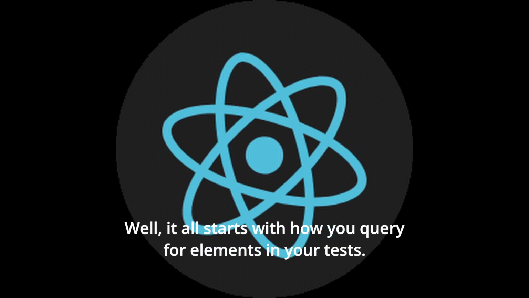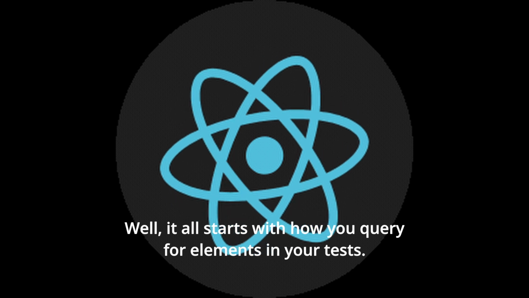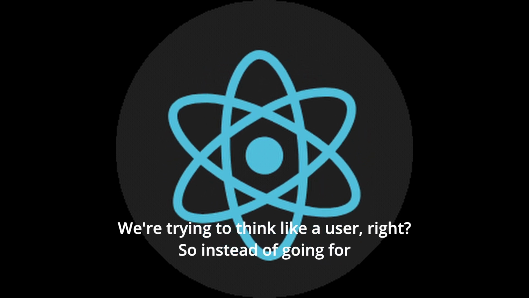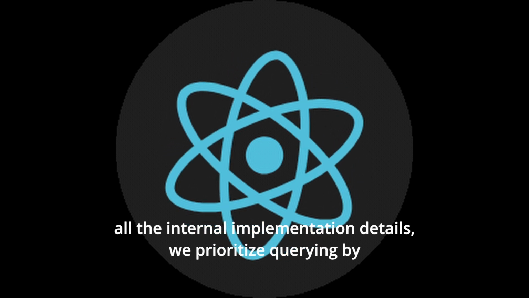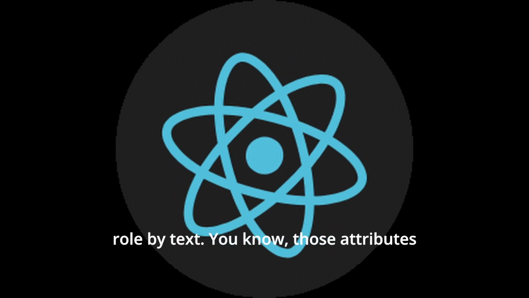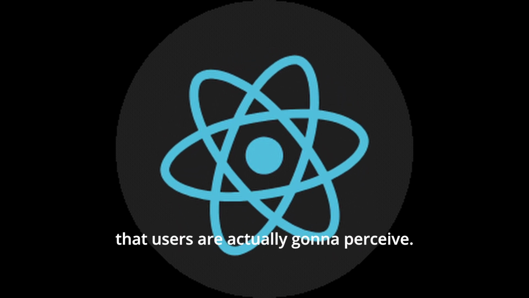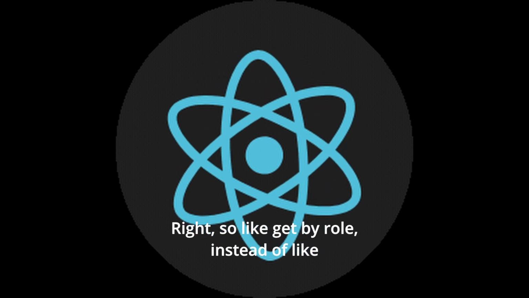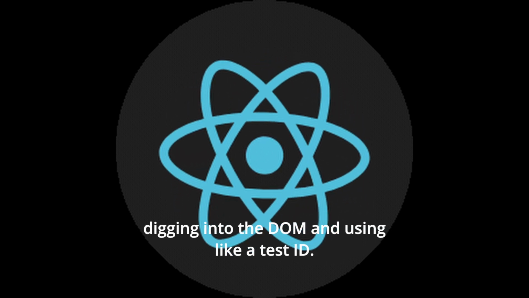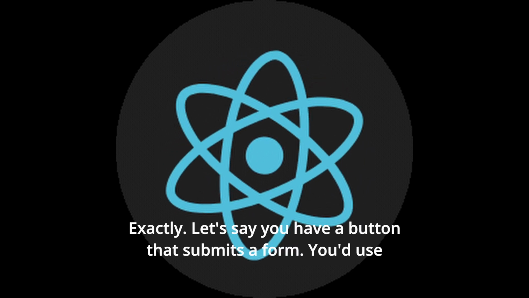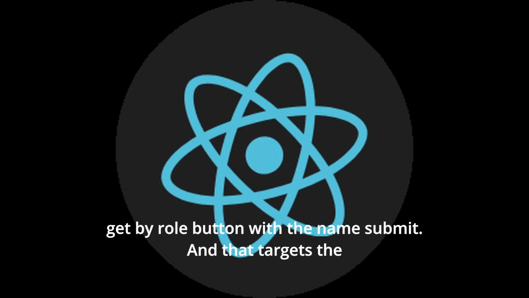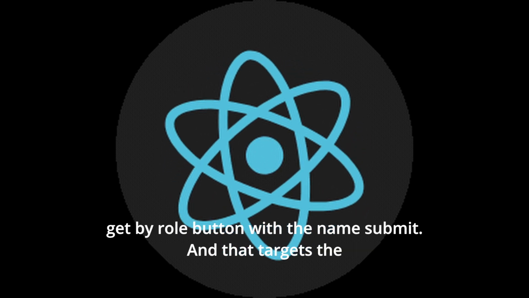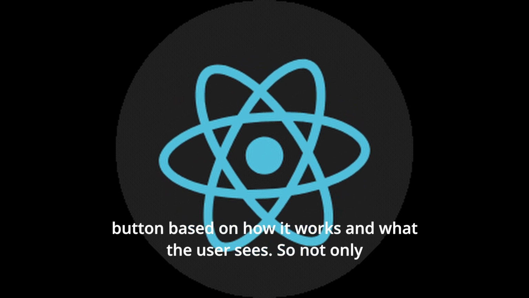Well, it all starts with how you query for elements in your tests. Right, we're trying to think like a user. So instead of going for all the internal implementation details, we prioritize querying by role, by text, those attributes that users are actually going to perceive. Right, so getByRole instead of digging into the DOM and using a test ID. Exactly. Let's say you have a button that submits a form. You'd use getByRole button with the name submit. And that targets the button based on how it works and what the user sees.